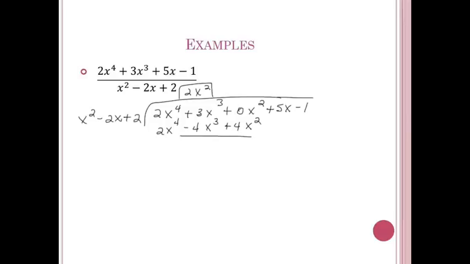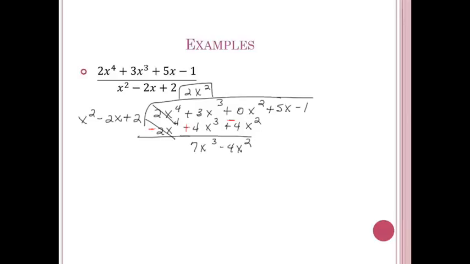Last thing we need to do then, remember, next thing, change the signs. So this becomes a minus, this becomes a plus, this becomes a minus. Then we're going to add them together. These should cancel out to be 0. 3 and 4 is 7x cubed minus 4x squared.